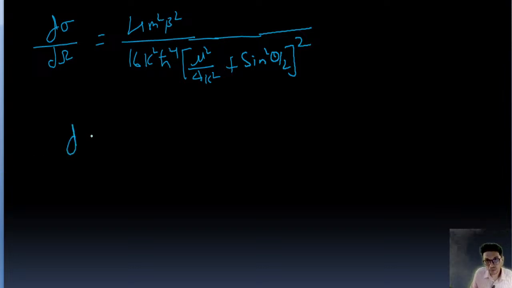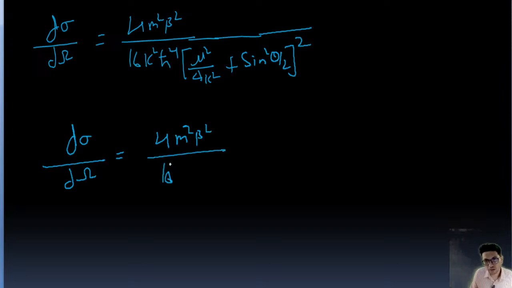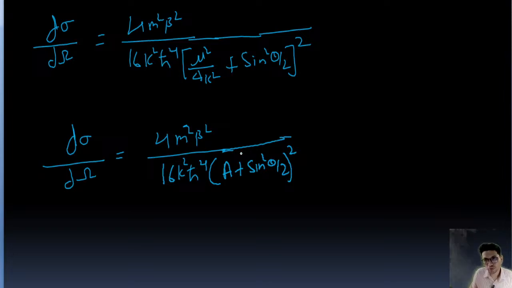So dσ/dΩ is going to be, we can write this like 4m²b² upon 16k²ħ⁴, and this is going to be (a + sin²(θ/2)) whole square.